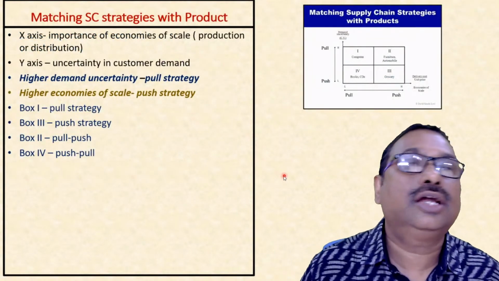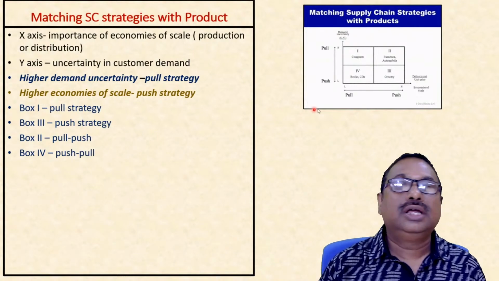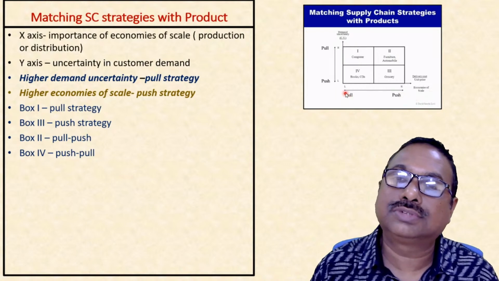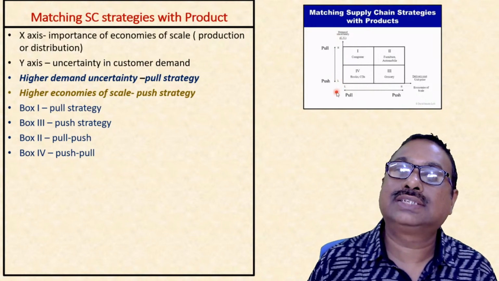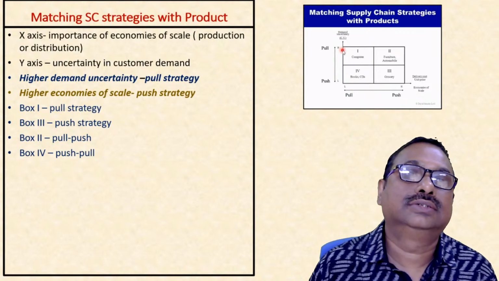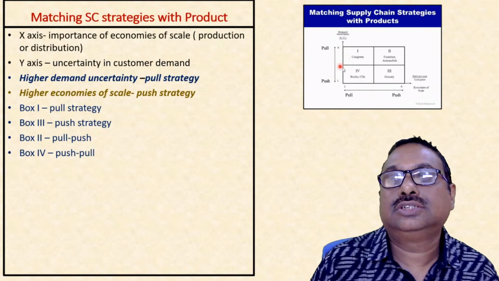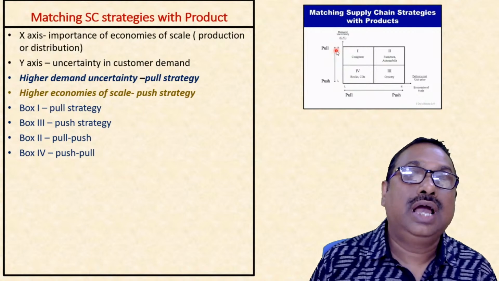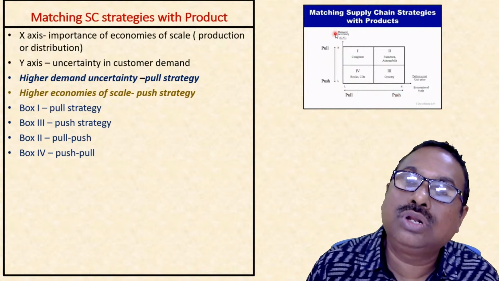And then here we will see matching the supply chain strategy with the product. The x-axis is economies of scale: low economies of scale, high economies of scale. On the vertical axis we have demand uncertainty, low and high. Higher demand uncertainty means pull strategy. Higher economies of scale means push strategy. So here is pull, here is push.